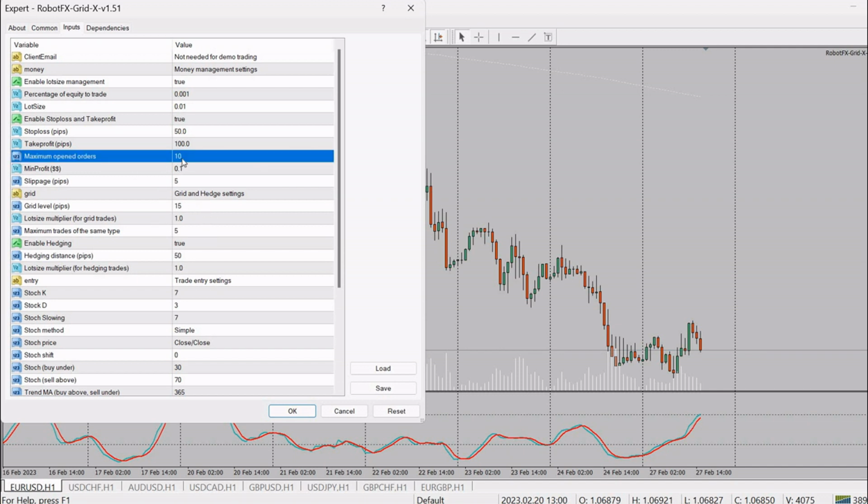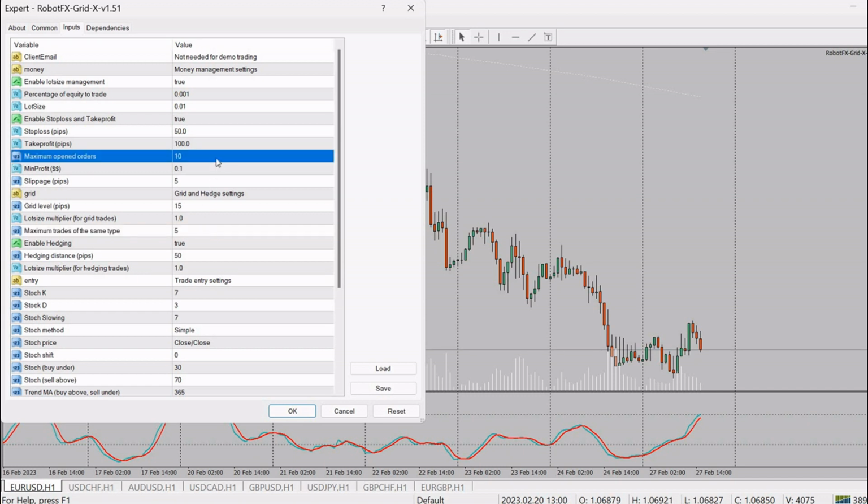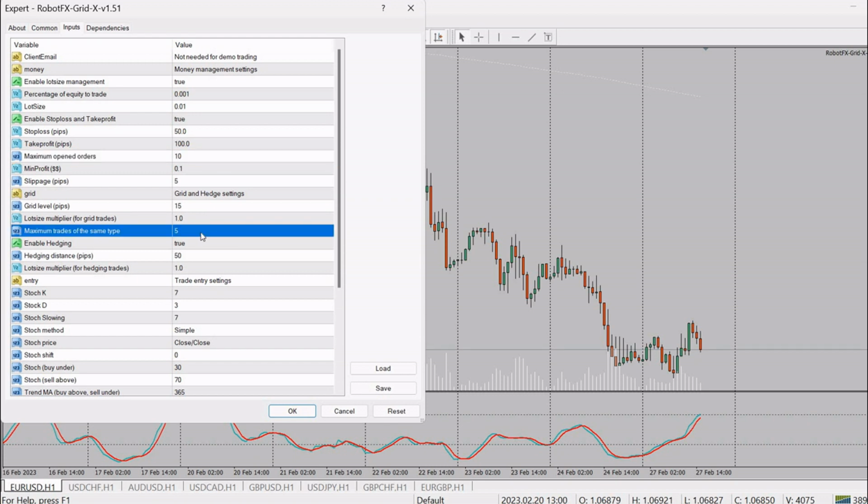So if we make it 10 right here, maximum open orders, it applies to both buys and sells, and in that case we might want to divide it by 2, because we will have buys and sells if you want to have the same number of trades of each type. So right now we allow the expert advisor with these settings to open a maximum number of 10 trades, both buys and sells, and that means 5 buys and 5 sells.